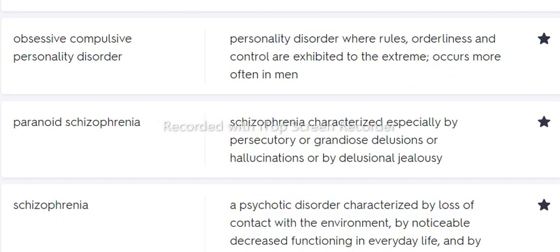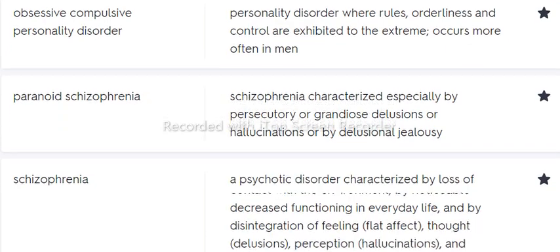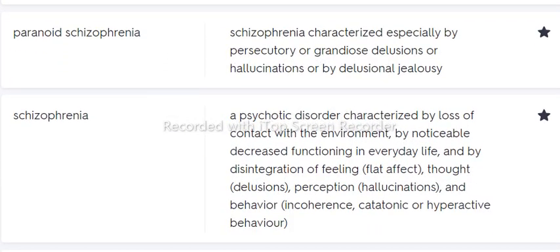Paranoid schizophrenia. Schizophrenia characterized especially by persecutory or grandiose delusions or hallucinations or by delusional jealousy. Schizophrenia. A psychotic disorder characterized by loss of contact with the environment, by noticeable decreased functioning in everyday life, and by disintegration of feeling, thought, perception, and behavior.